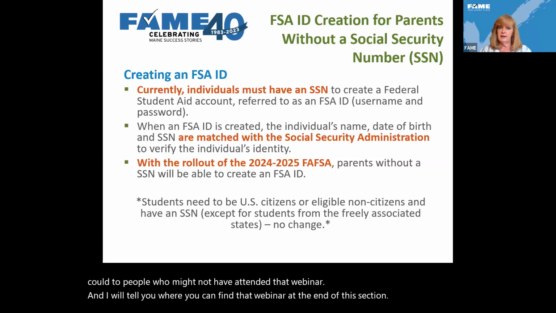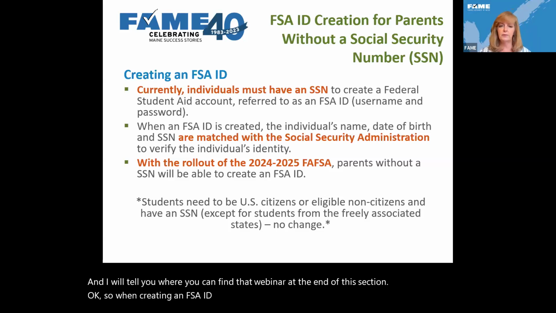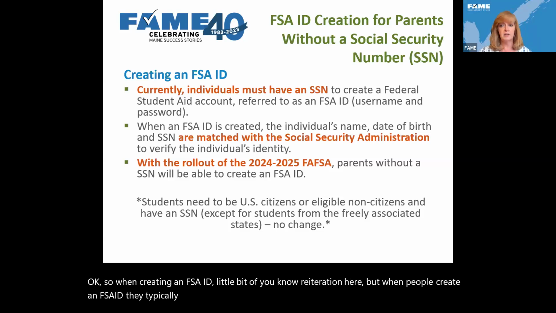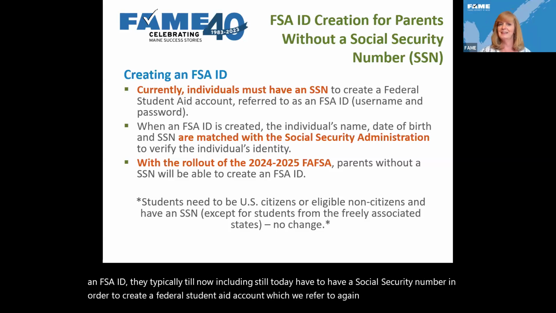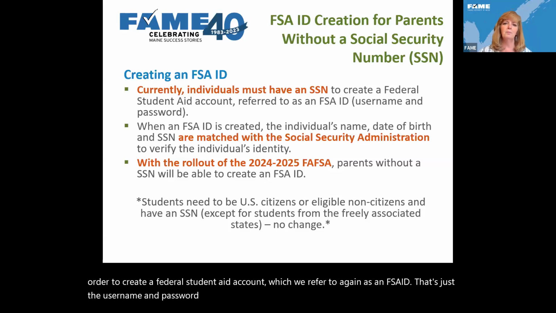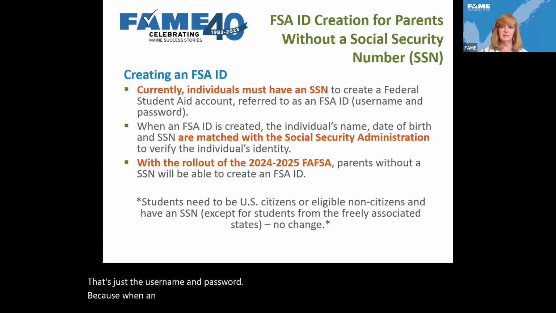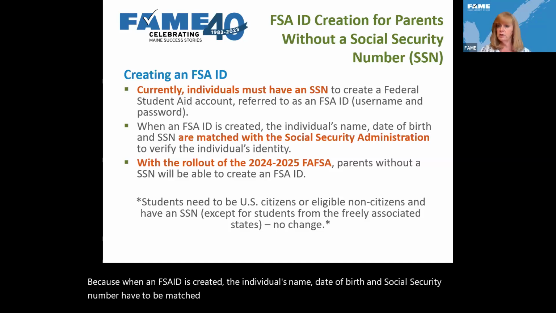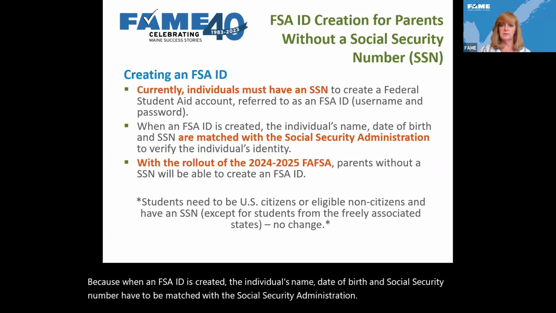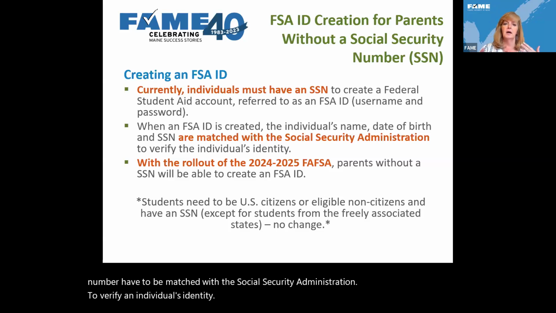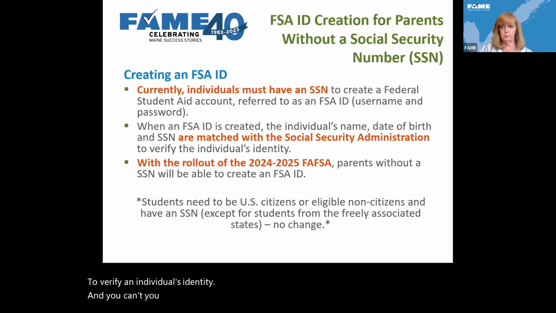Okay, so when creating an FSA ID, a little bit of reiteration here, people typically, till now, including still today, have to have a social security number in order to create a federal student aid account, which we refer to as an FSA ID. That's just the username and password. Because when an FSA ID is created, the individual's name, date of birth, and social security number have to be matched with the Social Security Administration to verify an individual's identity. And if you don't have a social, there's no way to verify someone's identity through this process.